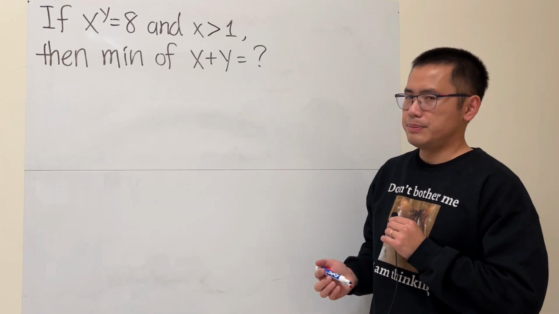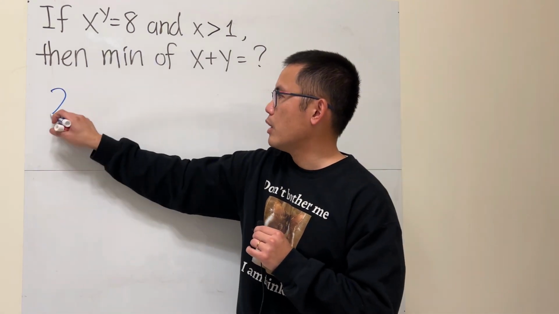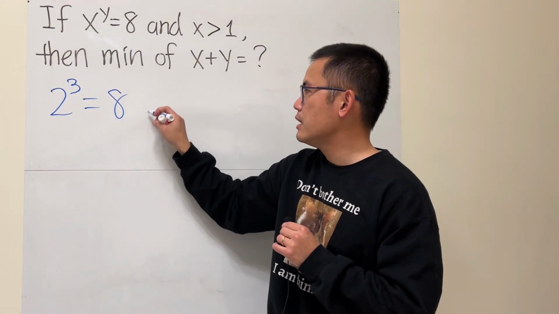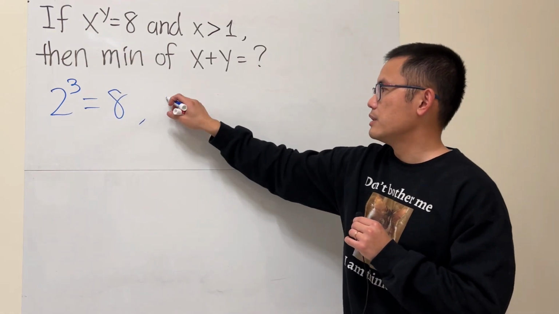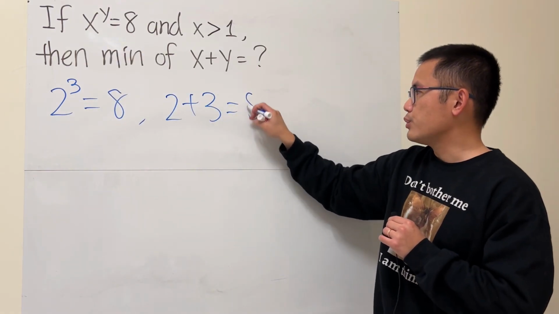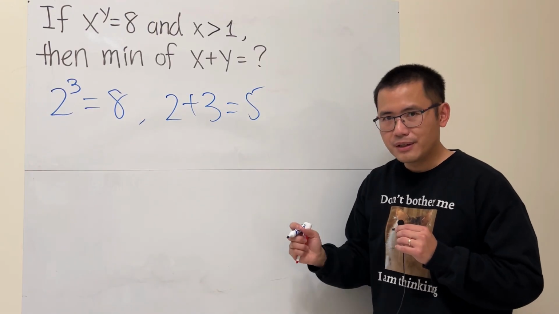You might be thinking this right here is pretty easy because first we know 2 to the third power is equal to 8. So we can just say x is equal to 2 and y is equal to 3. And then just add 2 and 3 together. That's equal to 5. Is 5 the answer?